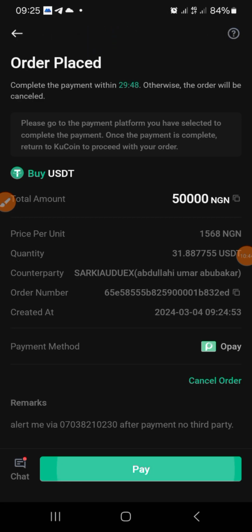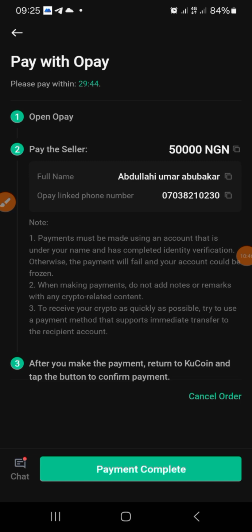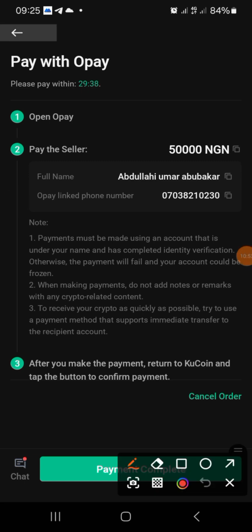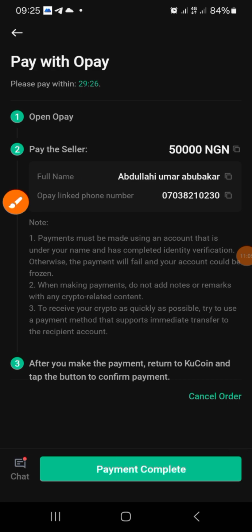Once you click pay, you're going to see his bank details. You can see his bank details over here. This is the OPay account number, and this is the name you're going to see. If you don't see this particular name, don't go ahead with the payment. Once you do that, you now come down here and say payment complete. Immediately you've done your transfer to him, click payment transfer.